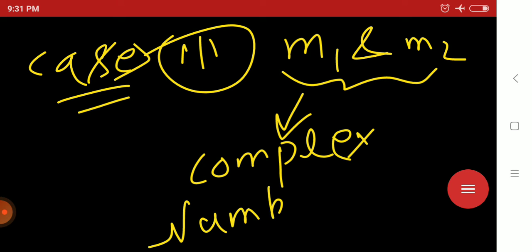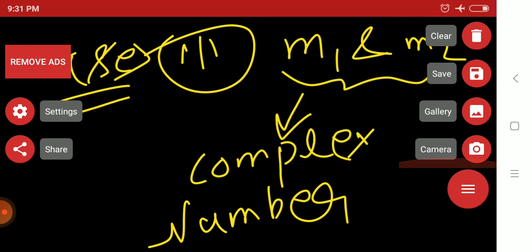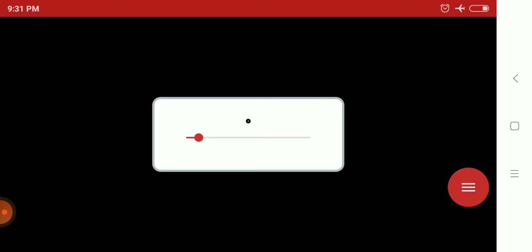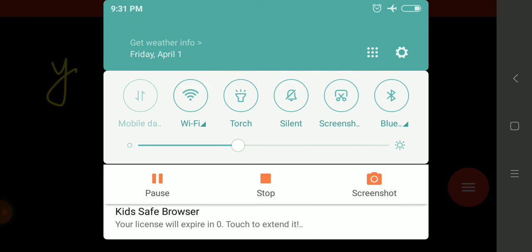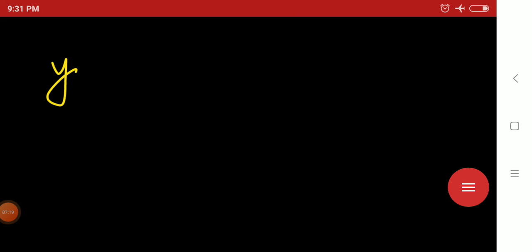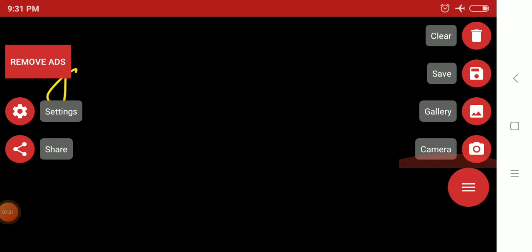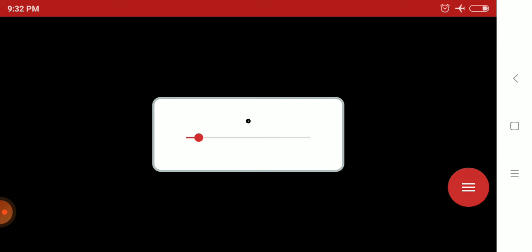If m1 and m2, these both roots are complex numbers, then how to solve this? If m1 and m2 both are complex numbers, then same thing is coming. Same thing is coming means what? Then you can write. So before writing the solution, first of all, I am telling you what complex number means.